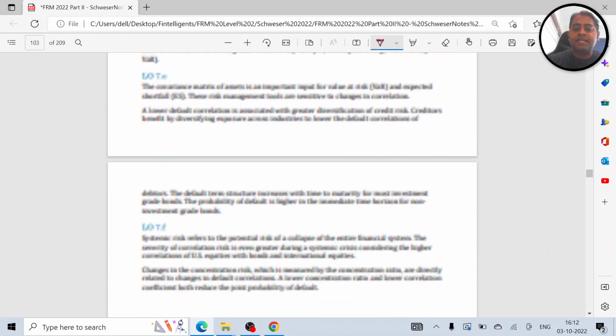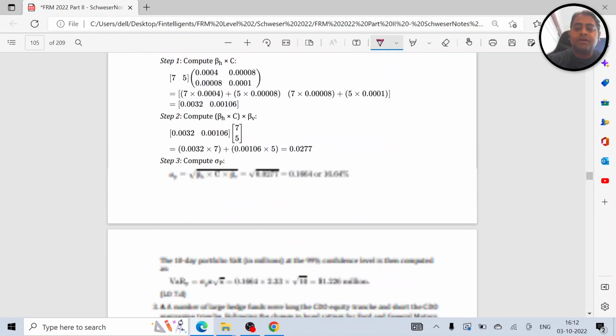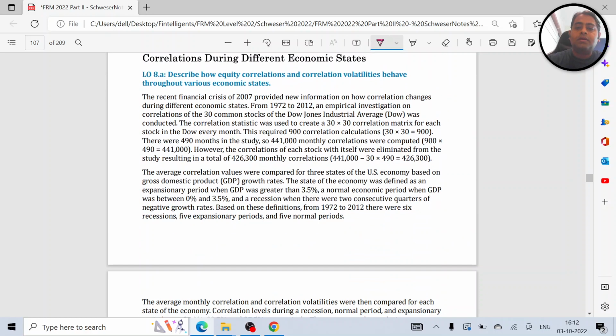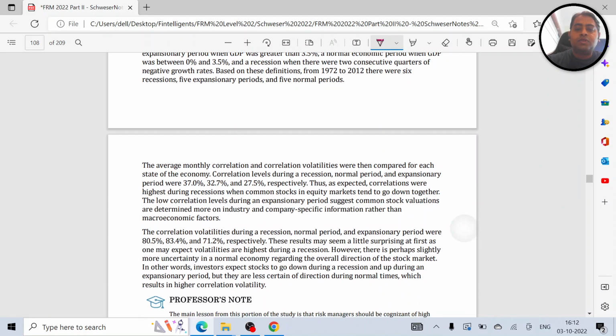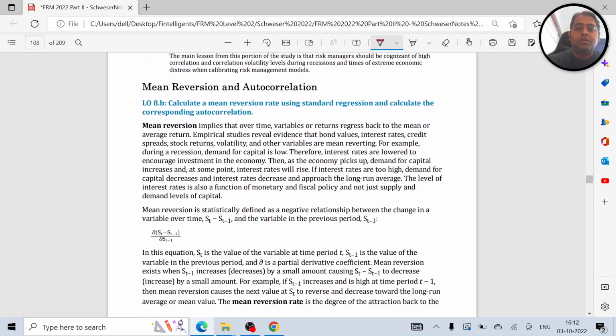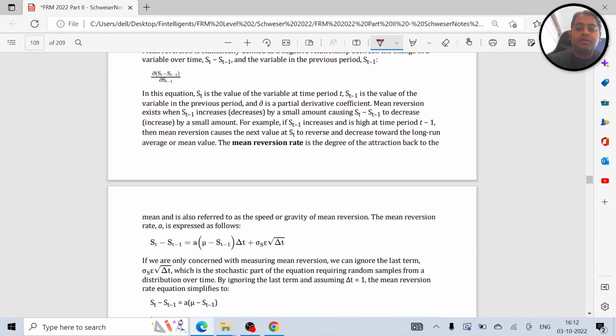We are going to move towards the next chapter itself, which is going to be empirical properties of how actual correlation happens in the real world. Very small chapter, very few important points. Average correlation is okay. You can read this part. Sorry, the second part is important, not this one. This part is important. Mean reversion rate as a concept, you should be clear.